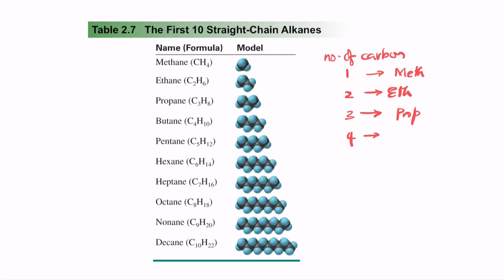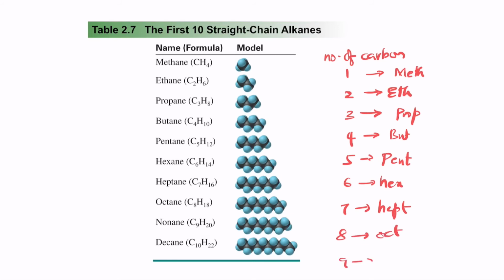Four carbons, but. Five carbons, pent. Six carbons, hex. Seven is hept. Eight is oct. Nine is non. And ten is dec. And they always end with -ane. For example, a one carbon alkane is methane, a two carbon alkane is ethane. In the same way, an eight carbon alkane will be octane. So this is how we can name straight chain alkanes.